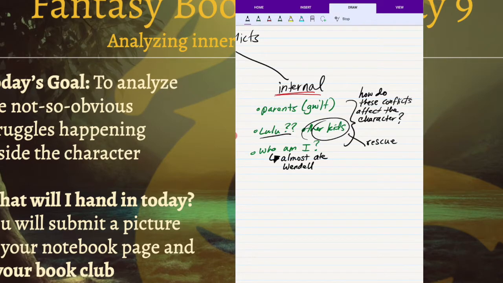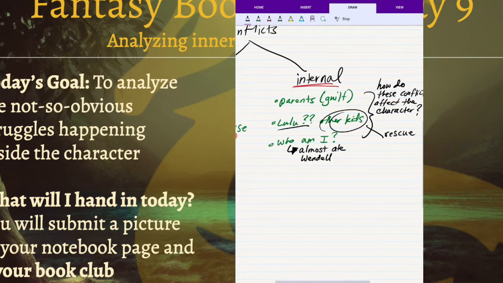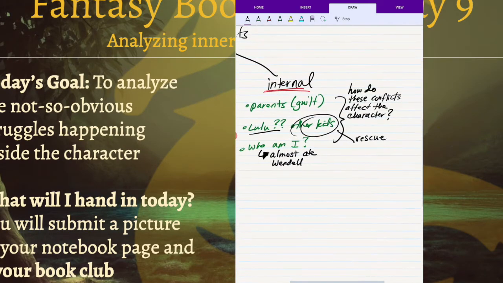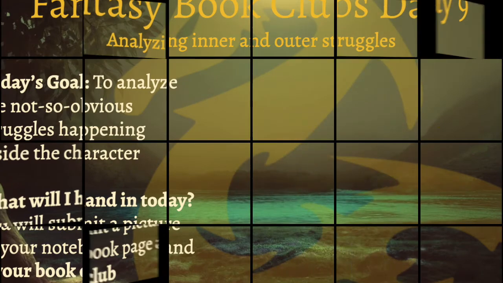So I think that inner feeling of guilt and knowing that something is wrong, he's not going to let it go. So I think here, this inner conflict will cause him to go back and rescue them. So this is something we'll find out in the next chapter, I think.